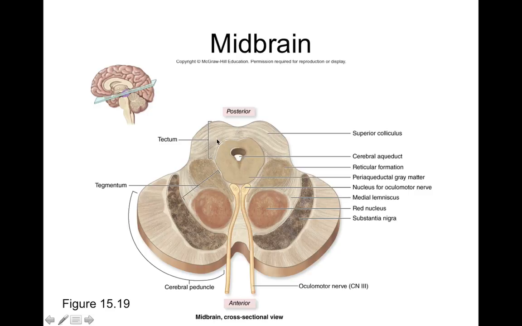We also find our tectum. Remember, this is involved with relaying information from your cerebrum to your cerebellum. And we also have our periaqueductal gray, which surrounds the cerebral aqueduct. That's involved with pain modulation and species-specific behaviors.